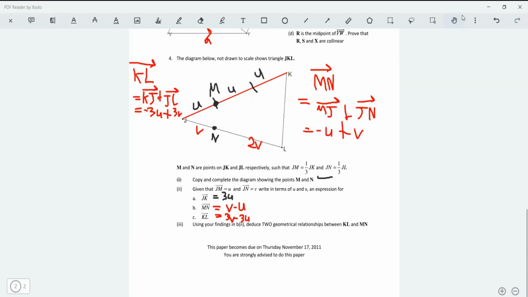Now finally, it said deduce two geometrical relationships between KL and MN. The first geometrical relationship we can deduce is this. MN is v minus u. Cool? So if you multiply MN by 3, you get 3MN, and 3MN is equal to 3v minus 3u, which is equal to KL. So you realize that 3MN equals KL.